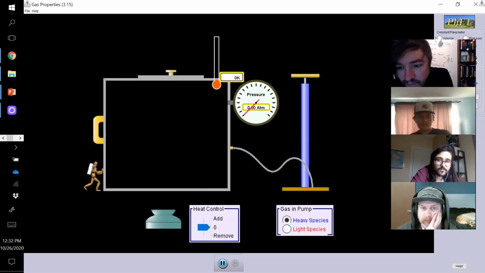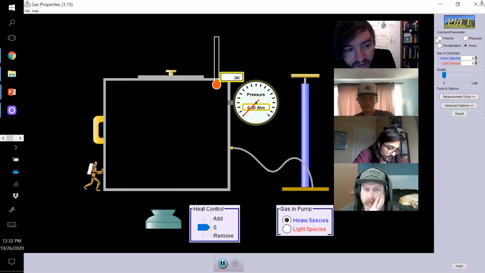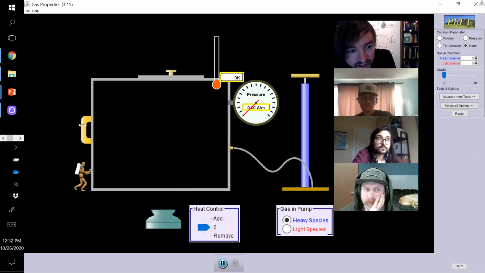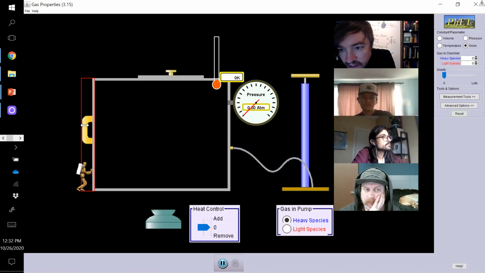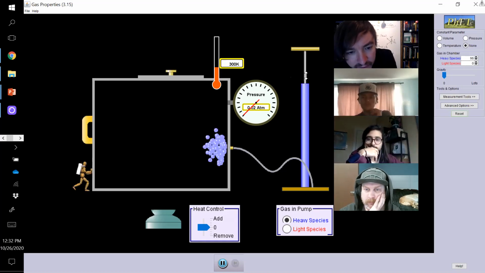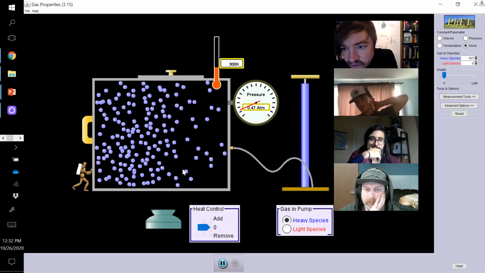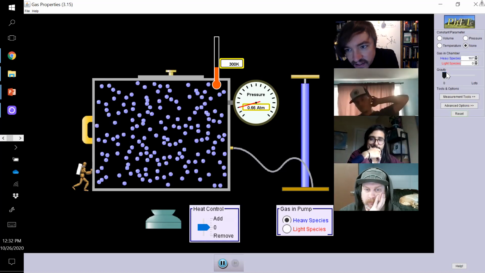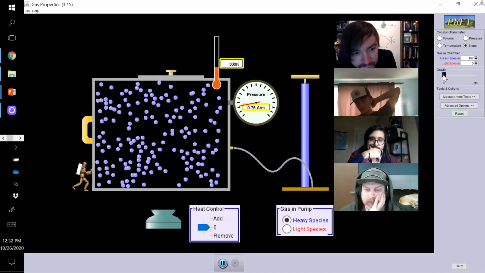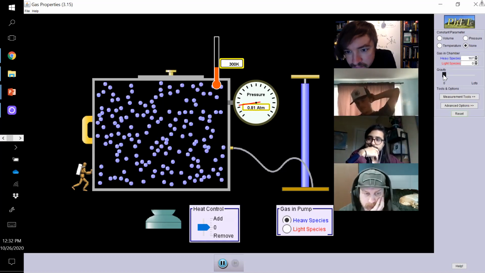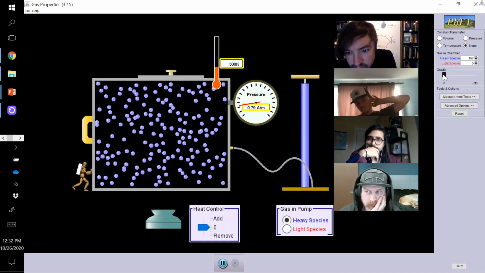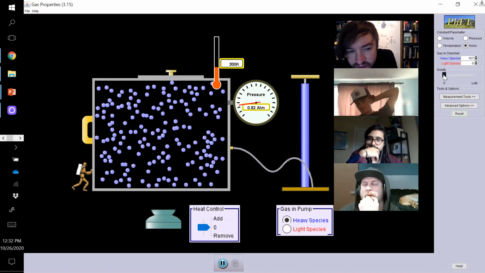Okay. What do you think would happen if I added gravity to the situation? Let's try this again. Let's reset and let's pump it up. What do you think would happen if I suddenly increased gravity from 0 gravity to lots of gravity? What does gravity do to gas?